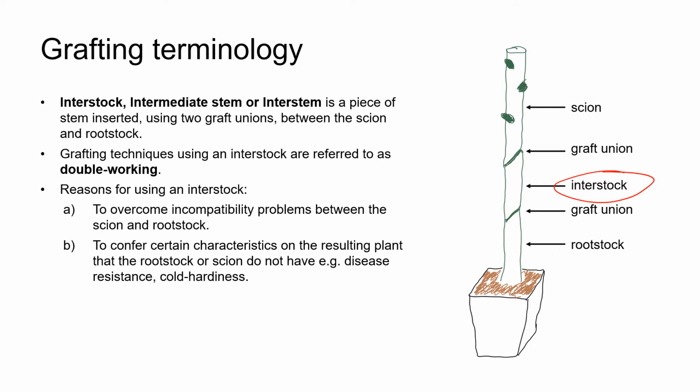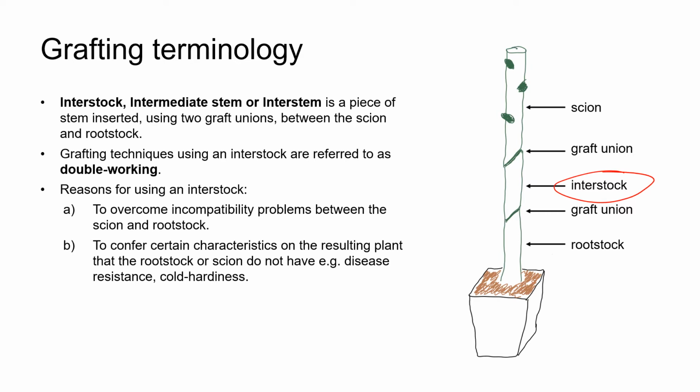Grafting techniques that use an interstock are referred to as double working because you have to do 2 grafts, one joining the interstock to the rootstock and a second one joining the interstock to the scion. There are several reasons why an interstock may be used.